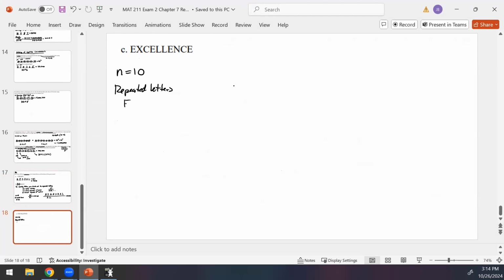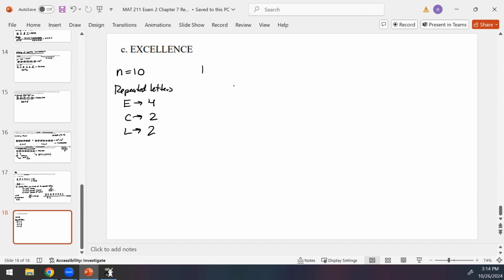So E repeats, and it's going to be 1, 2, 3, 4 times. And then X is 1, C is twice, and then L is twice. And then N is once, and I think that's all of them, right?